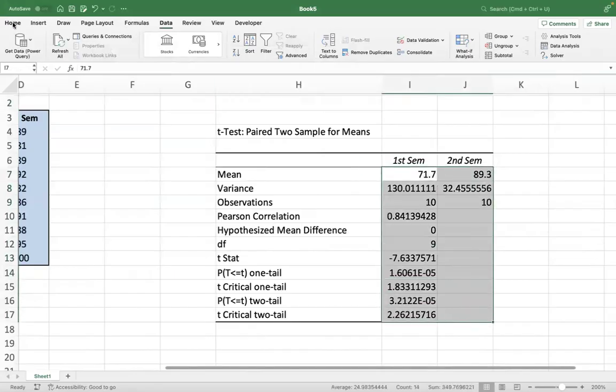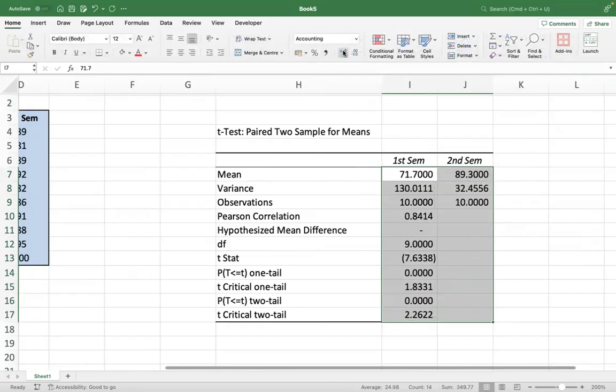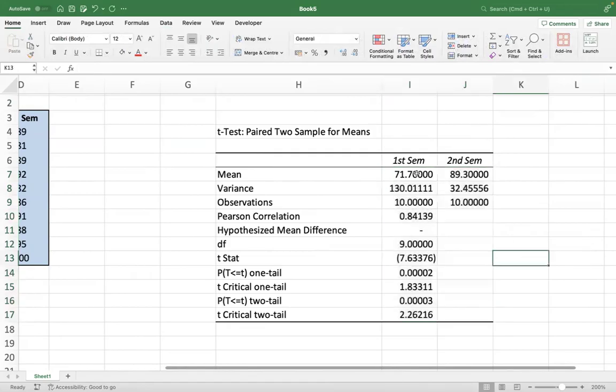I always convert this to 5 decimals, easier to read. Apart from these numbers like mean and all, observations don't require to be.